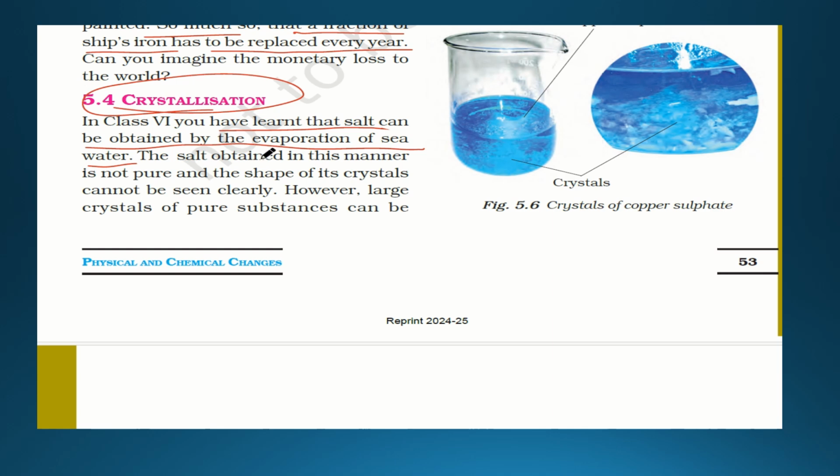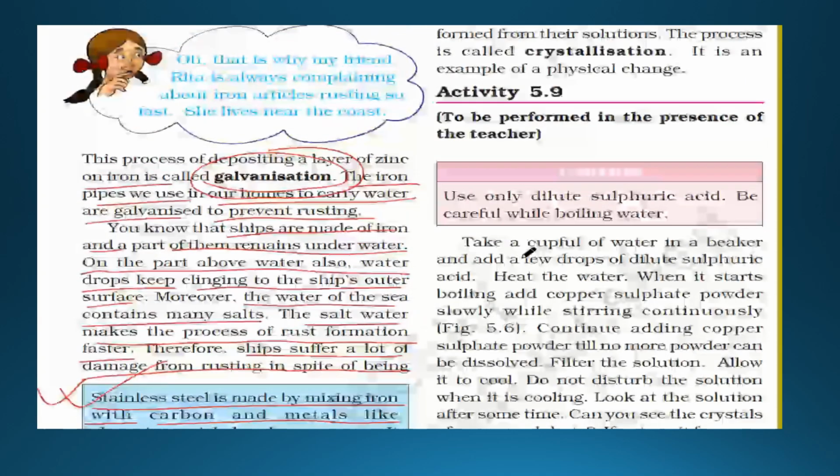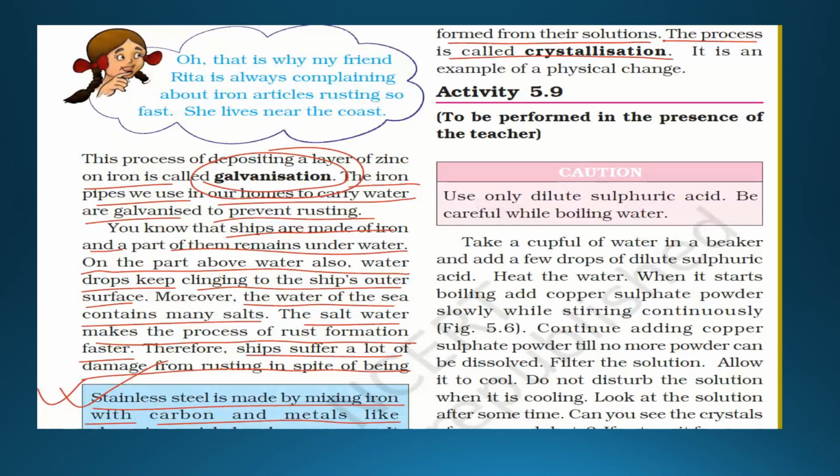Now the salt obtained in this manner is not pure, and the shape of the crystals cannot be seen clearly. However, large crystals of pure substances can be formed from their solutions, and this process of forming crystals is called crystallization, and it is an example of physical change. It is not a chemical change, right?